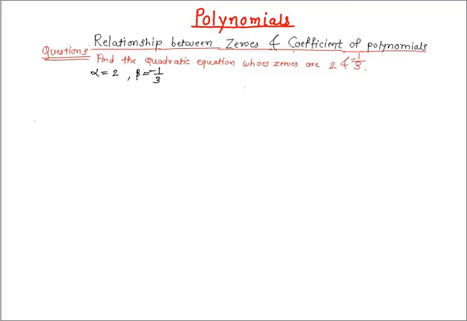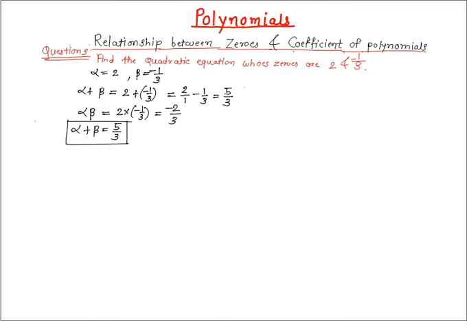Now what is the sum of zeros? That is alpha plus beta equals 2 plus minus 1 by 3. So if you calculate this, you will get 5 by 3. Similarly, find the product of alpha and beta, that is alpha beta is 2 into minus 1 by 3, that is minus 2 by 3. We have got alpha plus beta equals 5 by 3 and alpha beta as minus 2 by 3.